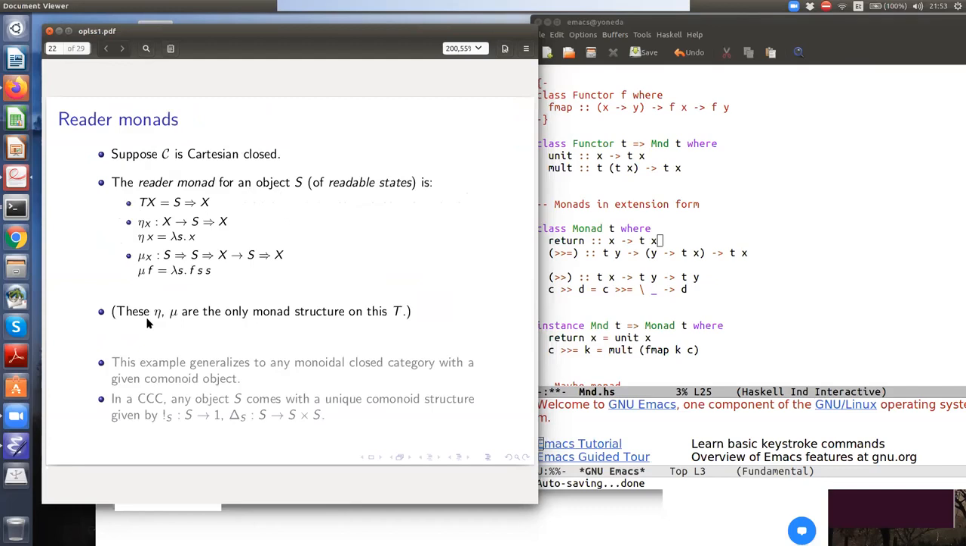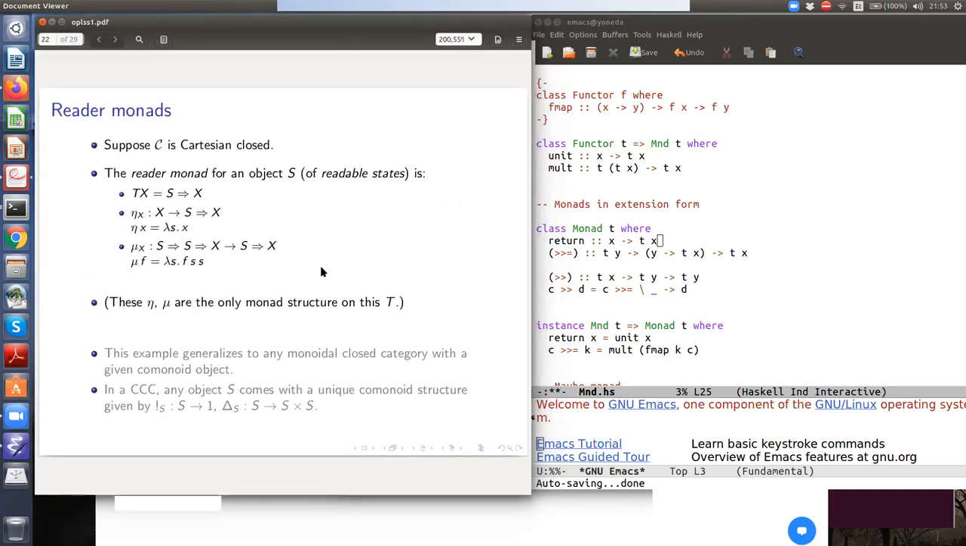Let's now look at some more examples because I'm really annoyed that this connectivity has basically killed this lecture. I wanted to go quickly through reader, writer, state, and also actually continuations and free monads, but we can do this tomorrow. But at least some examples.